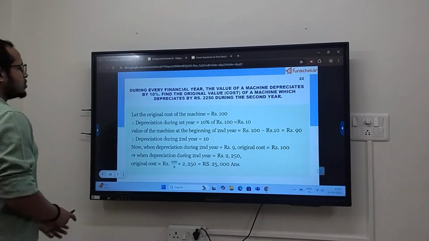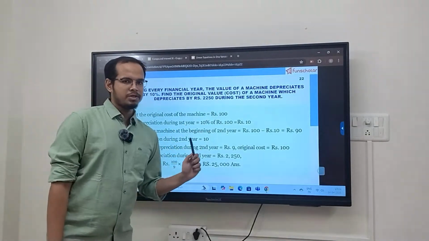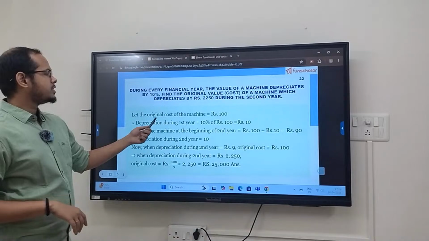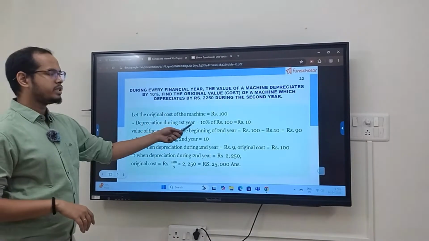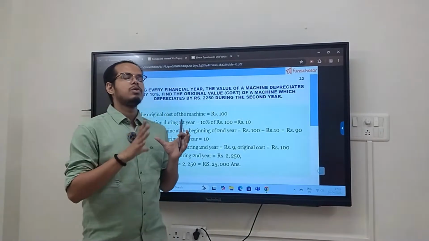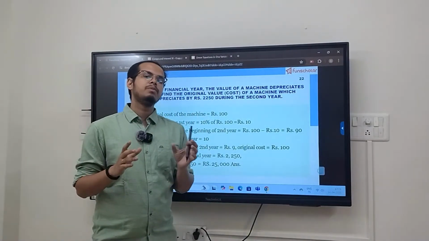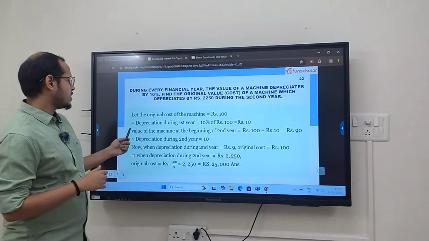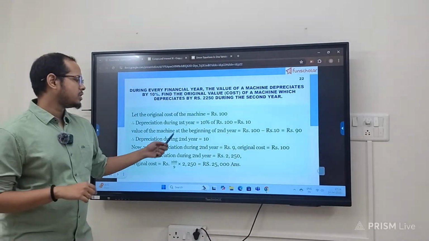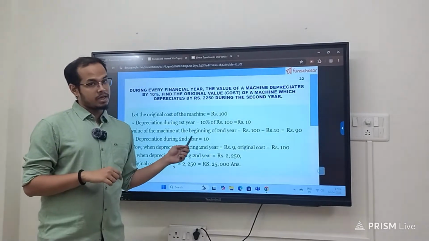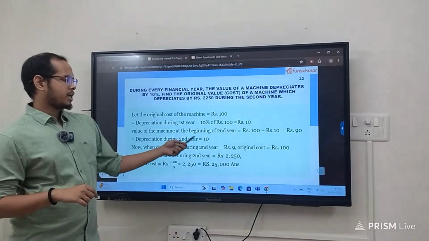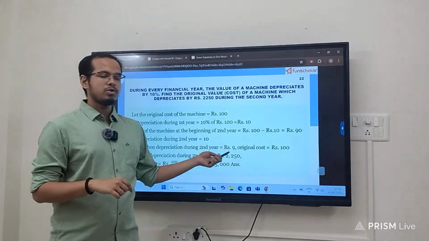So the original cost of the machine, we are assuming, is rupees 100. Depreciation for the first year is 10%, already written in the question, so rupees 10. So the thing that we purchased for 100 rupees becomes 90 rupees after 1 year. So the value at the beginning of the second year is 90 rupees.